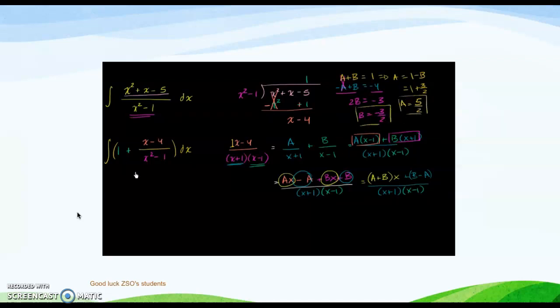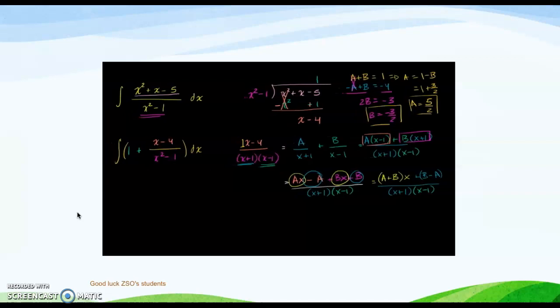And just like that, we can rewrite this whole integral in a way that is a little bit easier to take the antiderivative of, or this whole expression, so it's easier to integrate. So it's going to be the integral of 1 plus A over x plus 1. A is 5 halves, so I could write it this way, 5 halves times 1 over x plus 1, and I wrote it that way because it's very straightforward to take the antiderivative of this.